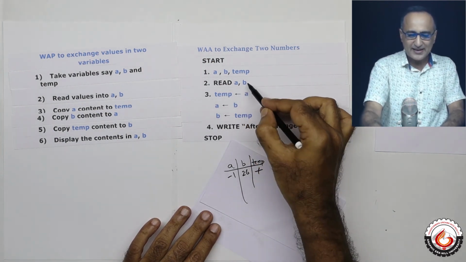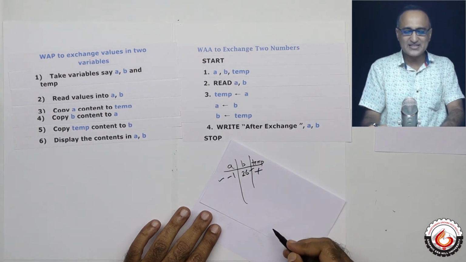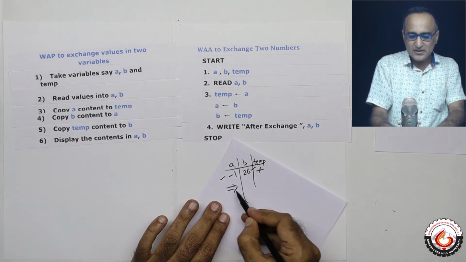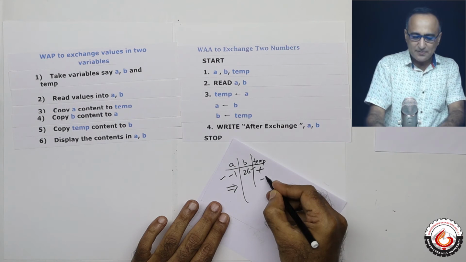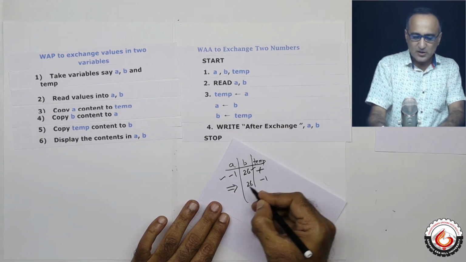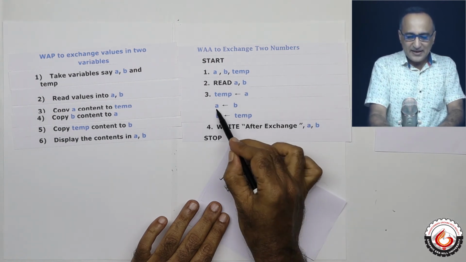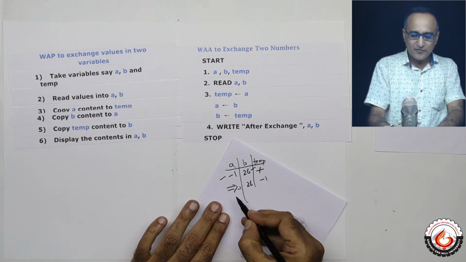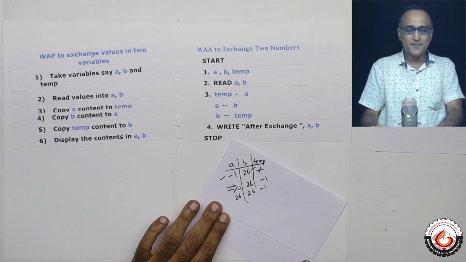Step number 2 is I read A, B. I'm saying A is -1, B is 26. Now in step number 3, let's write part 1 first. In part 1, temp is assigned the value of A. That means temp is -1, B is still 26, A is still -1. Then A is assigned the value of B. So A takes the value of B. So this will become 26, 26 and -1.